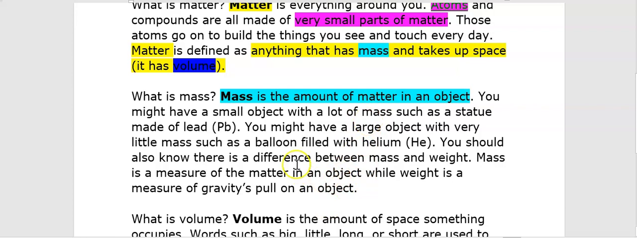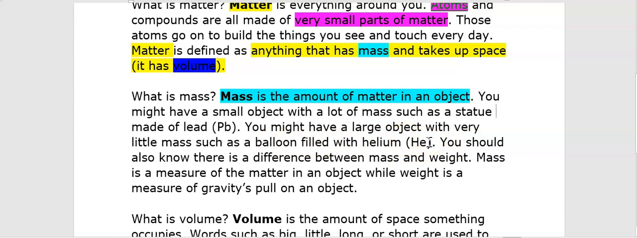Here, though, you might need to find a bit more information to get an example of what mass is. So mass, the word, gets written on the white side of the note card. Your definition on the back is everything that's highlighted here. Your examples on the notebook paper underneath it, well, let's see what we can find. If mass is the amount of matter in an object, you might have a small object with a lot of mass, such as a statue made of lead, and the abbreviation of lead is PB. You might have a large object with very little mass, such as a balloon filled with helium, which is abbreviated HE.